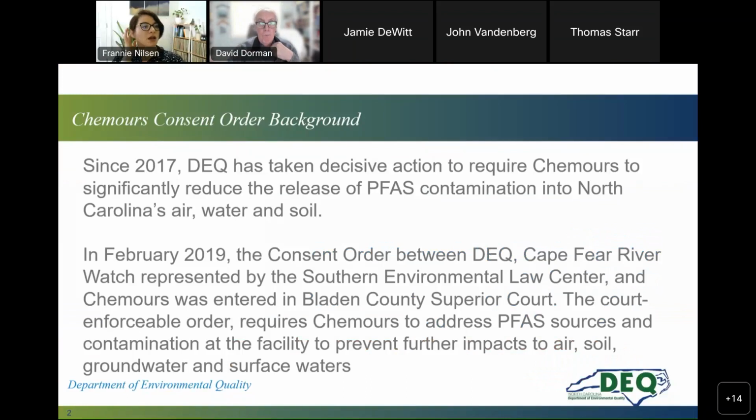Okay, so just a little bit of background. The consent order, for anyone that doesn't know, was signed in February of 2019 between DEQ, the Cape Fear River Watch, which was represented by the Southern Environmental Law Center, and Chemours, and this was all entered into in Bladen County. The enforceable order requires Chemours to address PFAS sources and contamination at the facility to prevent further impacts to air, soil, groundwater, and surface water sources.